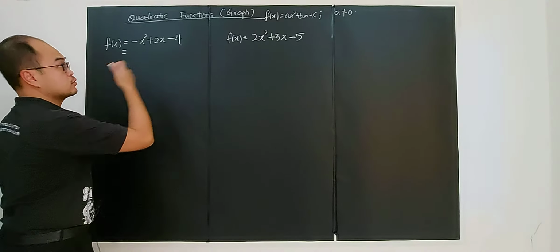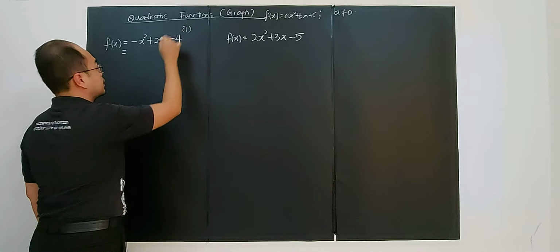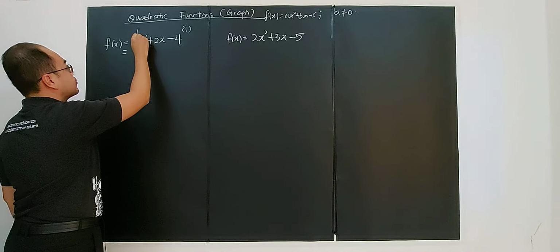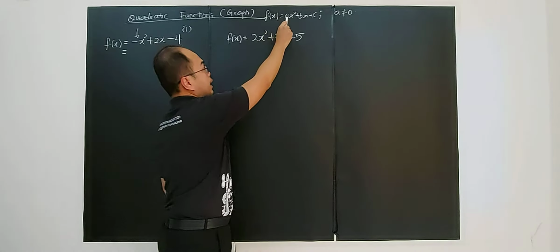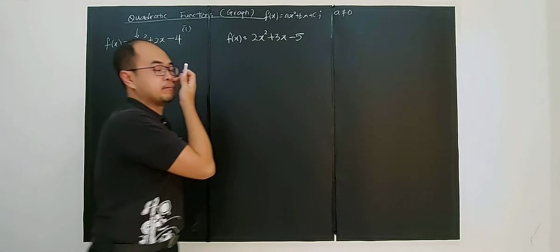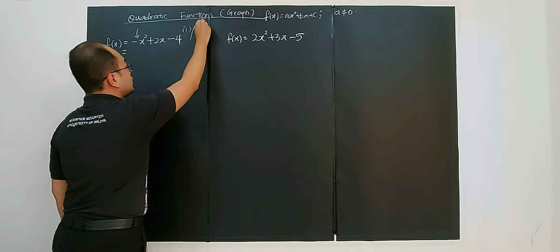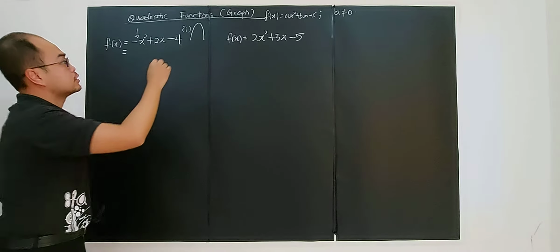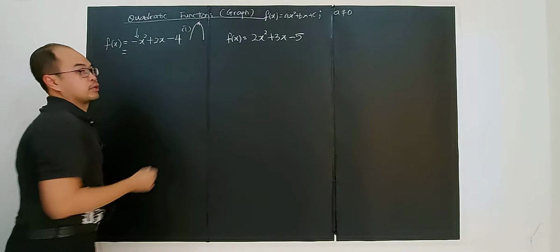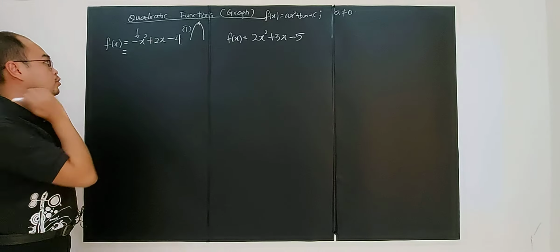So at first you must also know the shape of the graph. If there is a negative in front of the x squared, that is, a is a negative number, the graph will open downwards, which consists of a maximum point. So very simple.